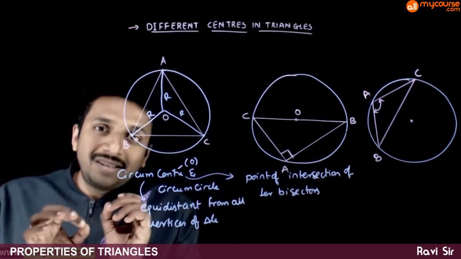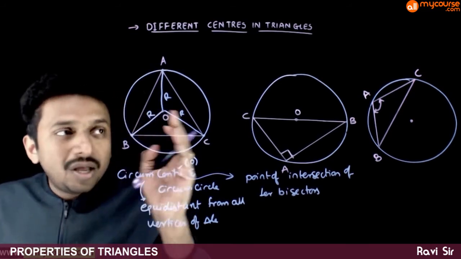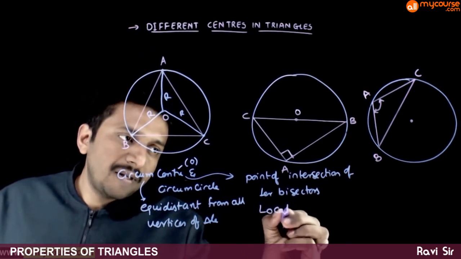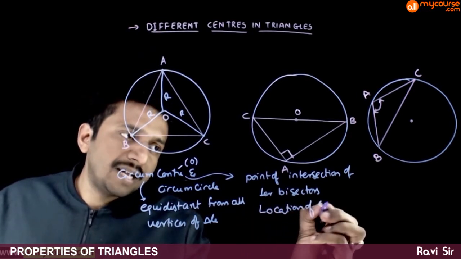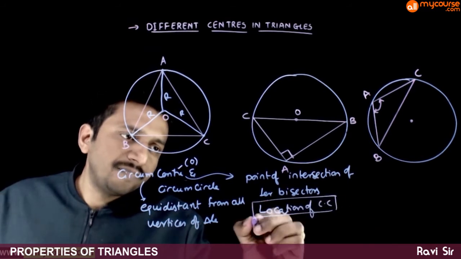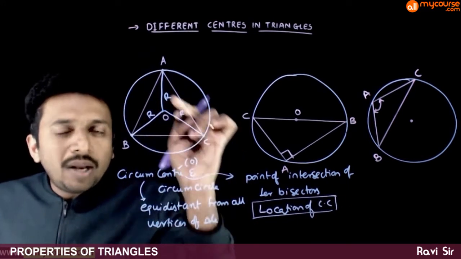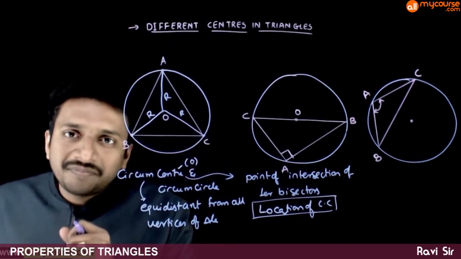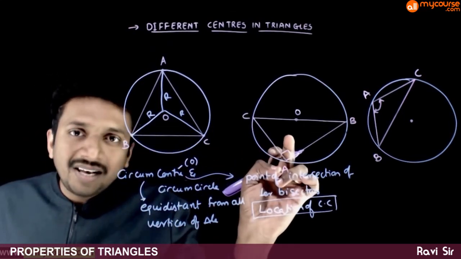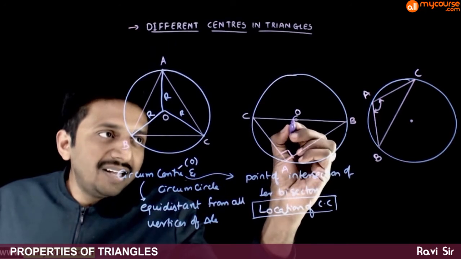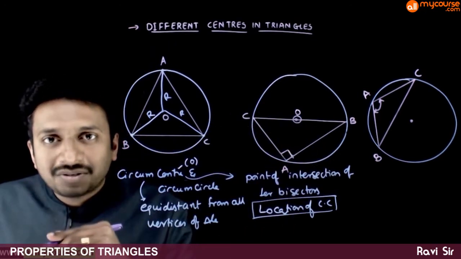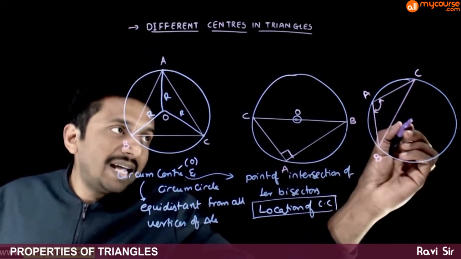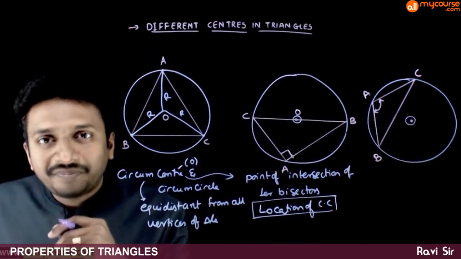So the first thing that you need to understand is about the location of the circumcenter. So, location of circumcenter. In an acute angle triangle, the circumcenter lies inside the triangle. In a right angle triangle, the circumcenter lies at the midpoint of the hypotenuse. In an obtuse angle triangle, the circumcenter lies outside the triangle.